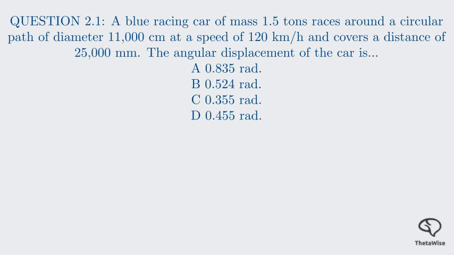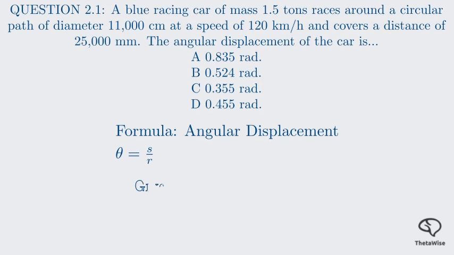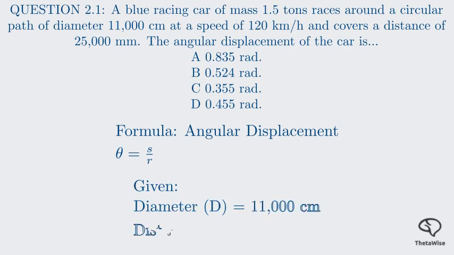The key concept here is angular displacement. Angular displacement, represented by the Greek letter theta, measures the angle an object rotates around a central point. The formula we'll use is theta equals s over r, where s is the arc length or distance covered, and r is the radius of the circular path. Let's first list the given values, highlighting them in blue. The diameter is 11,000 centimeters, and the distance covered, or arc length, is 25,000 millimeters.